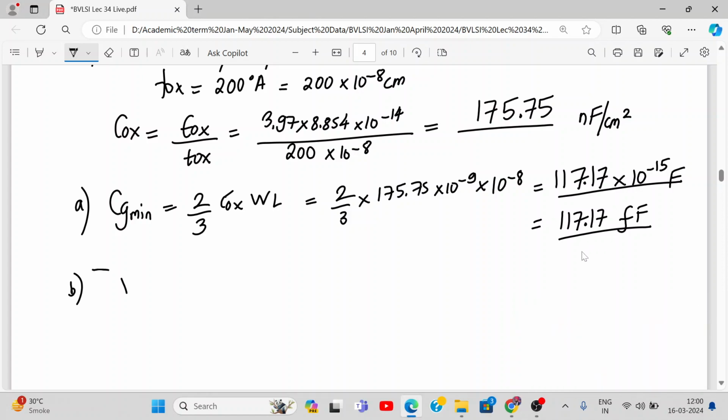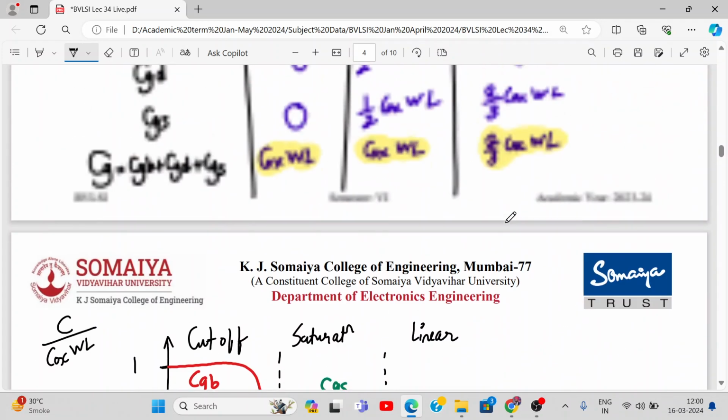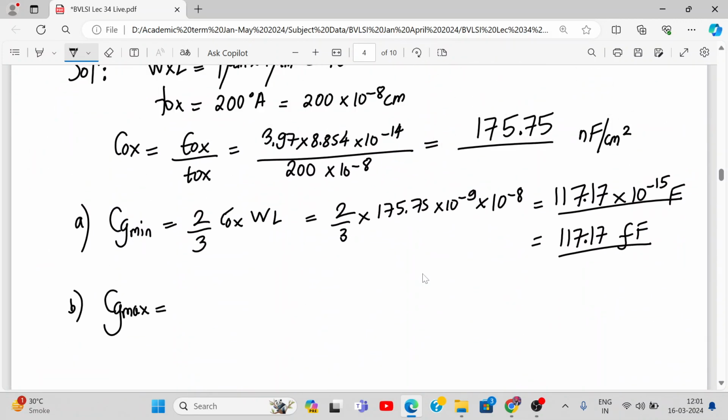Now CG max. What is the maximum gate parasitic capacitance? Maximum gate parasitic capacitance is Cox into W into L. So it will be Cox into W into L, that is 175.75 into W into L, which is 10 raised to minus 8. So how much is this?